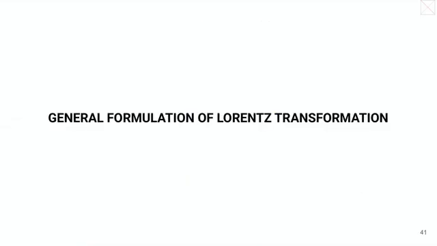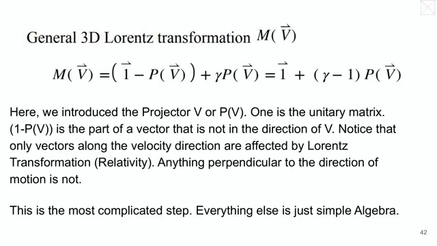General formulation of Lorentz transformation. Here, we introduce the projector P(V). 1 is the unitary matrix. 1 minus P(V) is the part of a vector that is not in the direction of V. Notice that only vectors along the velocity direction are affected by the Lorentz transformation. Anything perpendicular to the direction of motion is not. This is the most complicated step.